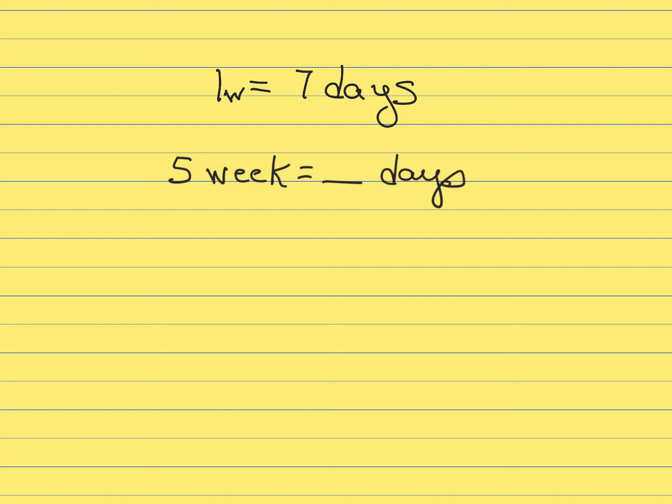Well, basically it would be 5 times 7. Then you would have 35 days. Okay, 5 times 7. So that's how you would convert weeks to days.